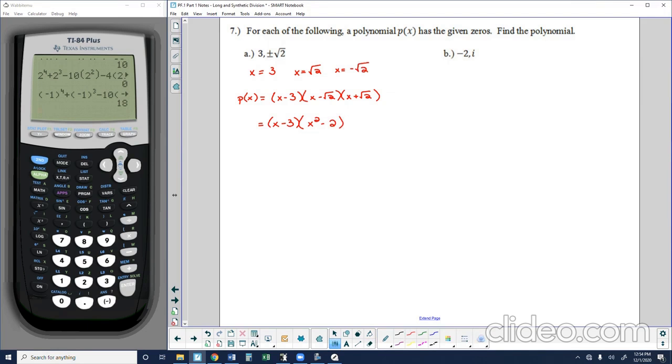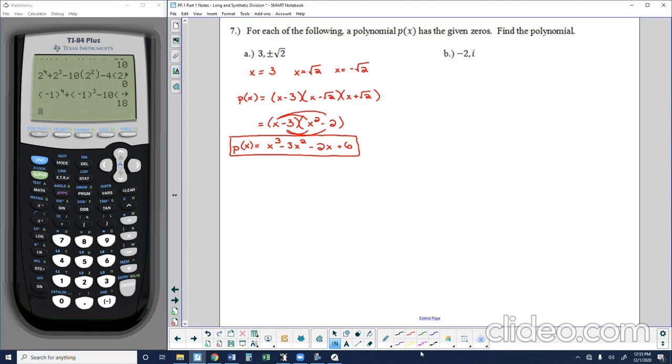Now I can go ahead and do some distribution here. So take my x times x squared, which is x cubed. Take my x times negative 2, which is negative 2x. Left a little space here, and you'll see why. Second, take negative 3 times x squared, which is negative 3x squared. And then take negative 3 times negative 2, which is positive 6. So P of x is x cubed minus 3x squared minus 2x plus 6.